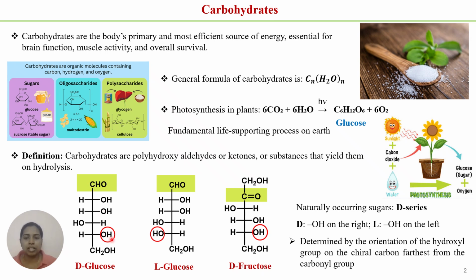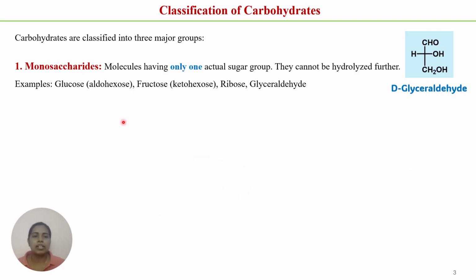Here this OH is on the right side, this is called D sugar, and here this OH is on the left side, this is called L sugar. Carbohydrates are classified into three major groups. First one is the monosaccharides. This is the simplest version of carbohydrates. It contains only one sugar group. It cannot be hydrolyzed further, such as glucose, fructose, ribose, glyceraldehyde.